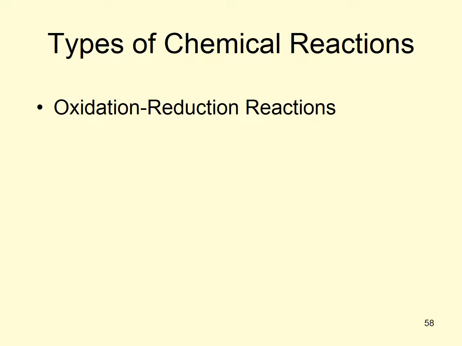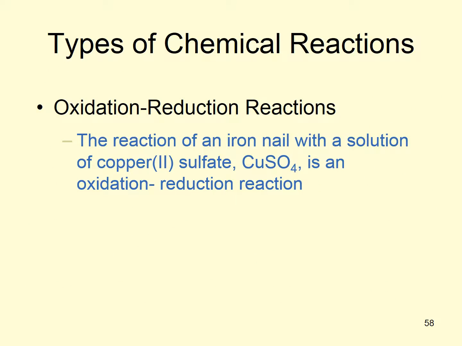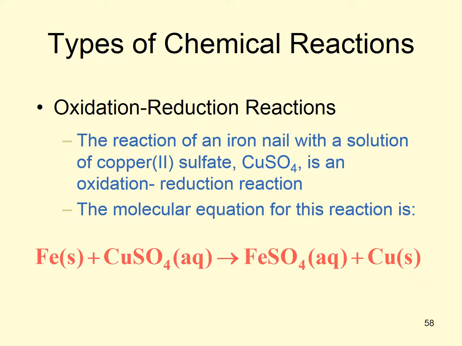So another example of an oxidation reduction reaction is an iron nail stuck inside a copper sulfate solution. Here's the molecular equation. Iron on the left, you can see, has no charge. On the right, it's in a compound, so it's a +2 charge because sulfate is a -2. So Fe is a 2 plus. So iron has lost 2 electrons to become Fe2 plus. Copper sulfate, copper on the left, is a +2 ion, and it has gained 2 electrons to become solid copper.